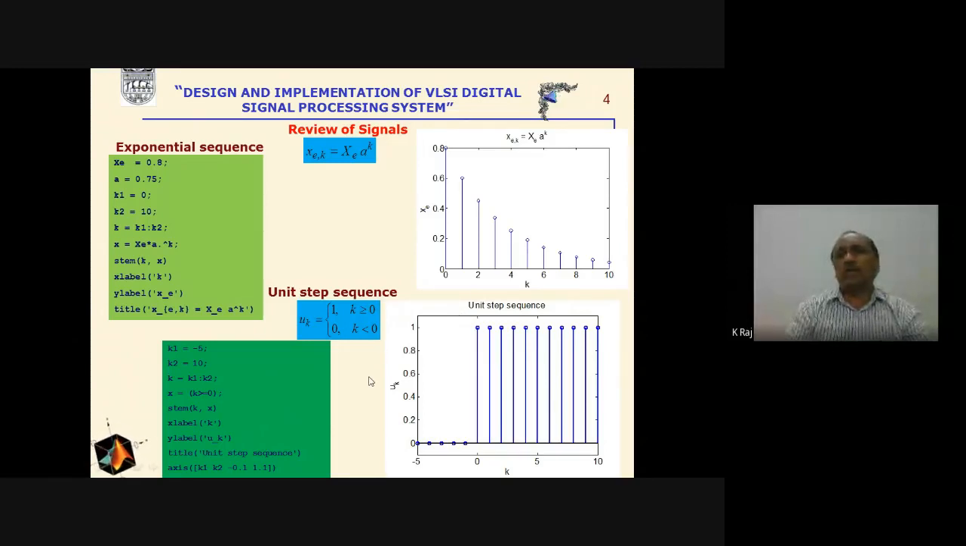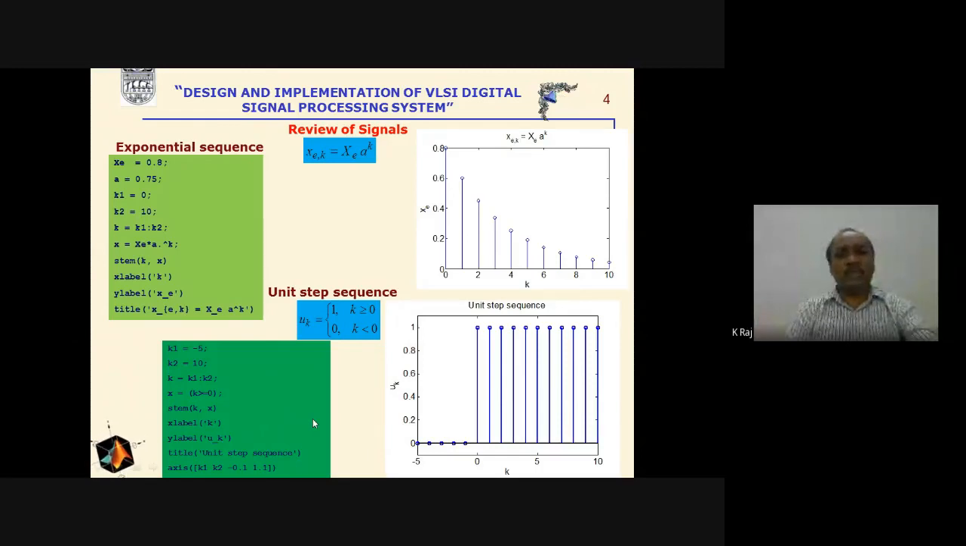If we are interested in any other color, then we have to introduce the line specifiers. Now see here, we are getting the unit step sequence, and on the x-axis we have written k, on the y-axis we have written u[k], and the title is the unit step sequence. The axis is k1 to k2, that is k1 is -5 and k2 is 10, so -5 to 10, and the range of y is -0.1 to 1.1. This is the value that has been represented here.